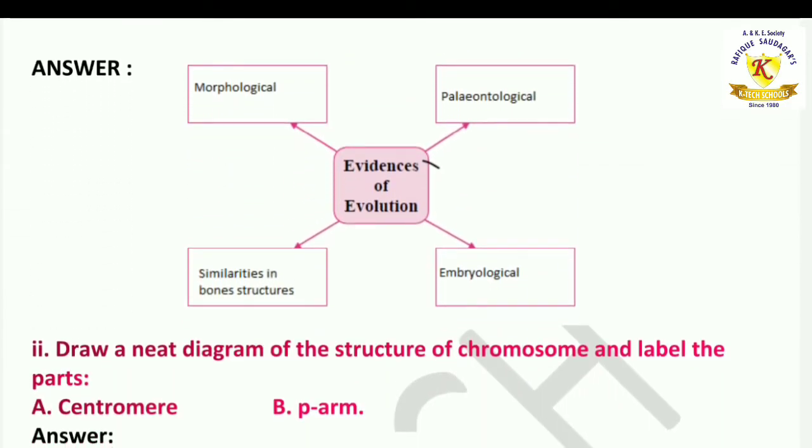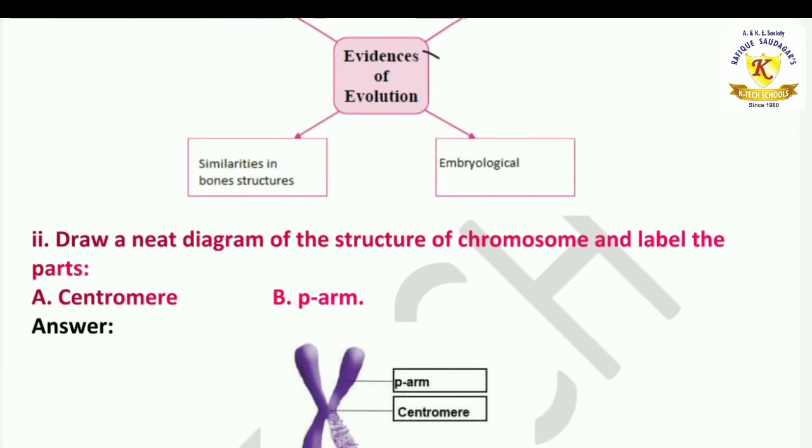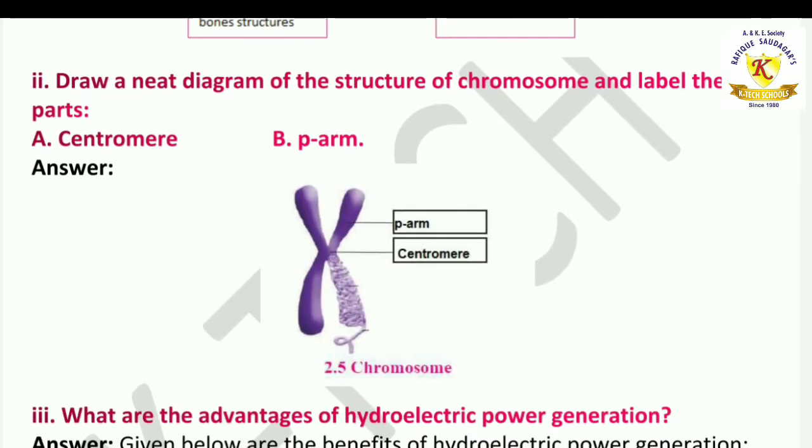Here, evidences of evolution: paleontological, embryological, similarities in bone structure, and morphological. These are the evidences of evolution. Got it, children? Next, draw a neat diagram of the structure of chromosome and label the parts: centromere and P-arm.